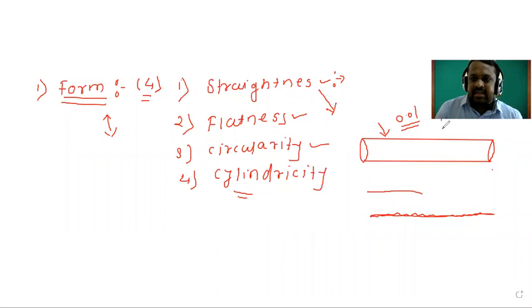Suppose they have given like this. So this is the symbol for the straightness. The symbol for the straightness is just a straight line. Suppose they have written here 0.1 mm. What is the meaning of this? The straightness of this component should be within 0.1 mm.